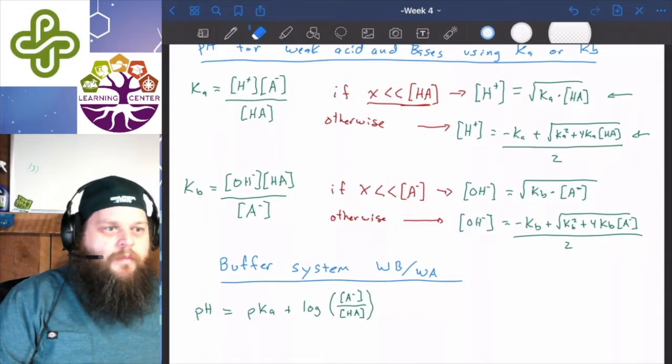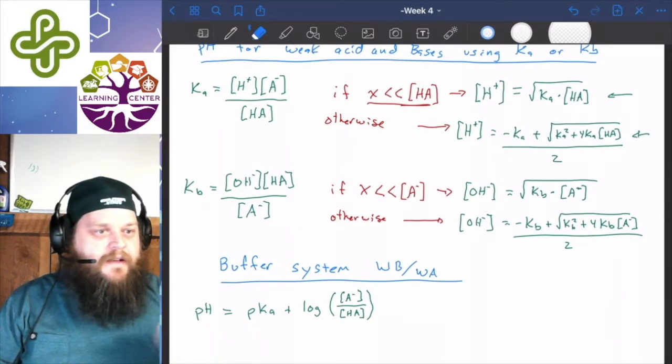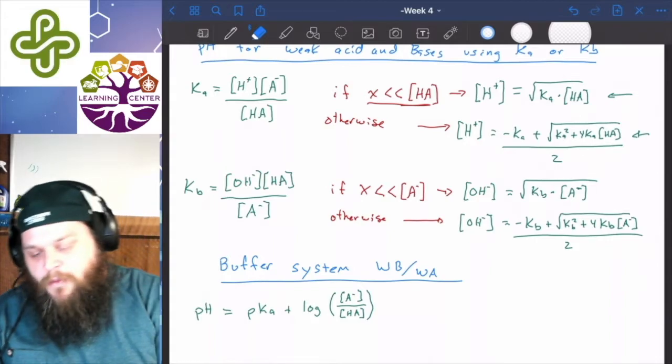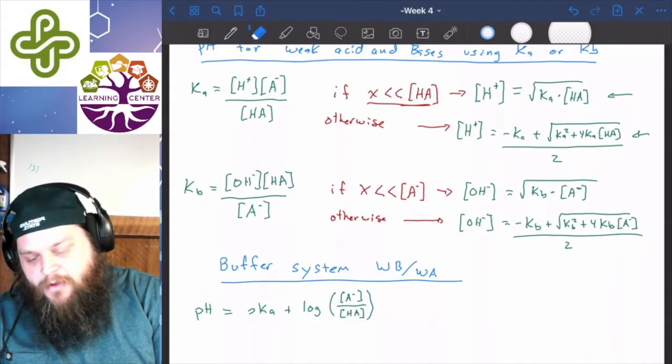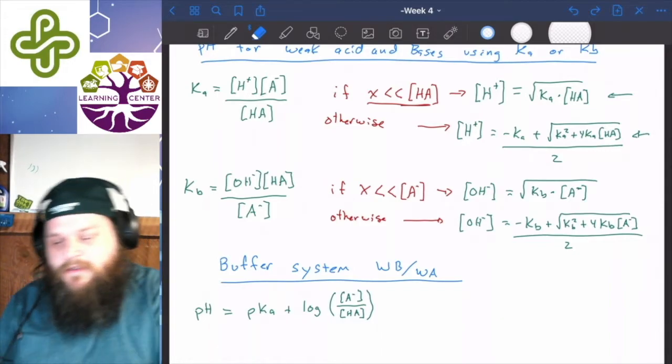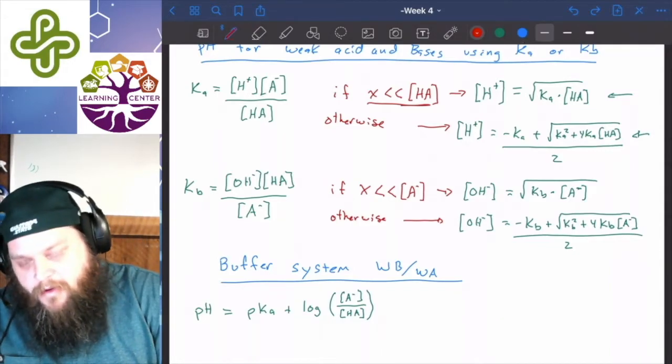So at equilibrium, we can find the concentration of the base and the concentration of the acid, and we plug that into that logarithm form. And we're basically going to be adding that to the pKa value. And this is called the Henderson-Hasselbalch. You've probably heard about it.